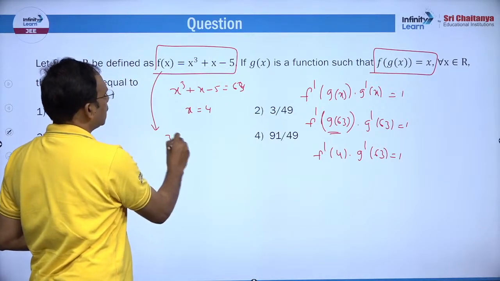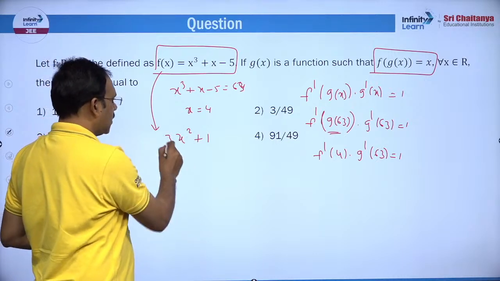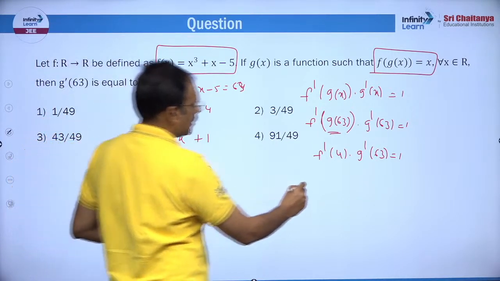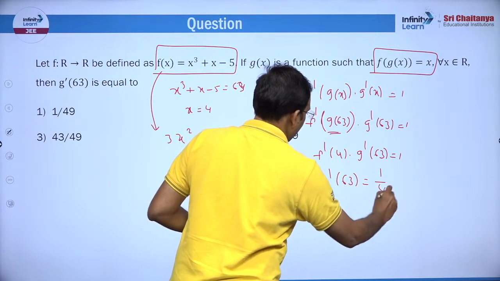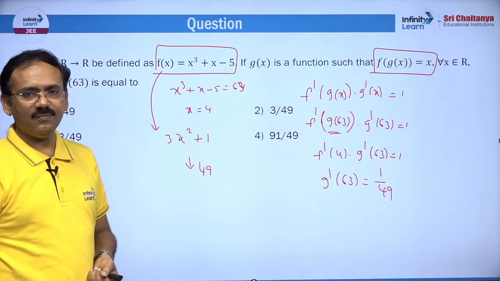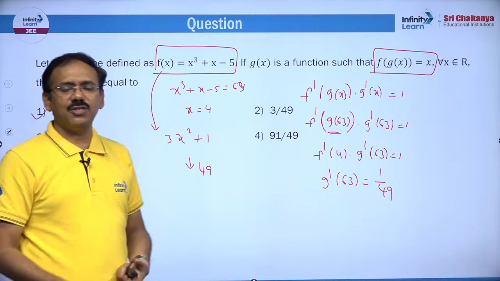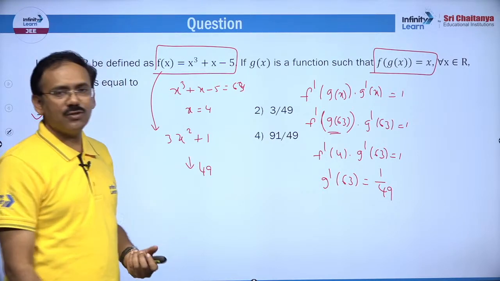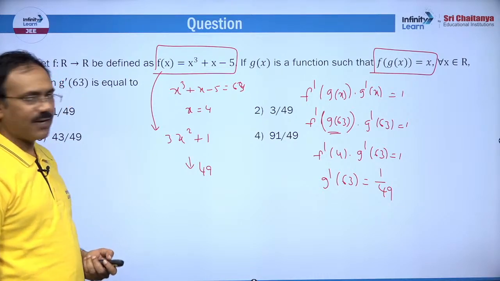Its derivative is 3x squared plus 1. Put x equal to 4: 16 into 3 is 48, plus 1, 49. So, friends, g dash of 63 is going to be 1 by 49, right? First option is the answer. Clear, dear students? This is a standard question, not a difficult or different question. Such kind of questions you can find earlier also in JEE Main and previous questions, right?